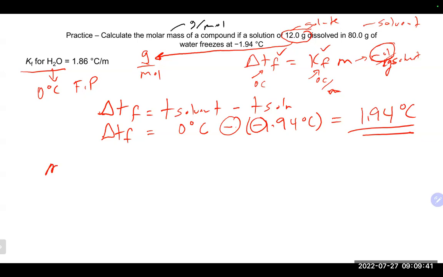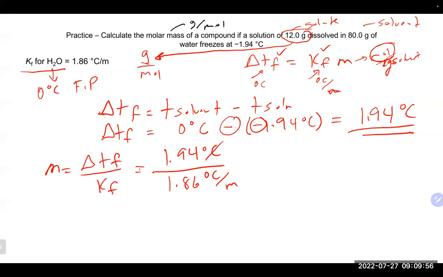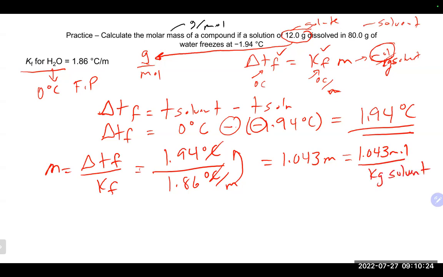So we could solve for molality, which would be the change in the freezing point temperature divided by the KF. And that would be 1.94 degrees Celsius, which should be positive, divided by our 1.86 degrees Celsius times molality. Degrees Celsius will cancel, molality will come up on top. And that will give us a molality of 1.94 divided by 1.86. And looks like 1.043 little m, which is 1.043 moles per kilogram of solvent. Any questions on that so far?